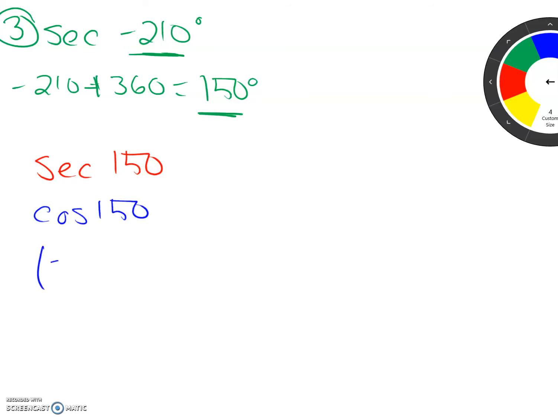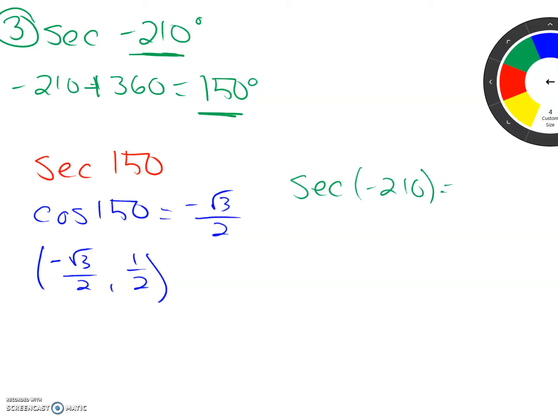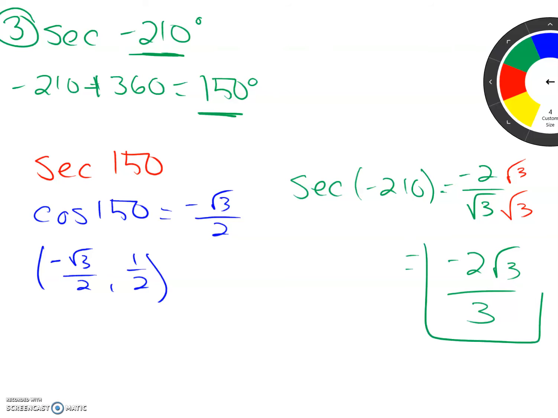Now, 150, the coordinate is going to be negative root 3 over 2, 1/2. You pull that straight from the unit circle. So cosine is negative root 3 over 2. So when I flip it to do secant, and again, you can use negative 150 or negative 210 here, it doesn't matter, you're going to flip your negative root 3 over 2, so it's negative 2 over root 3. You got to rationalize. So you end up with negative 2 root 3 over 3. Okay?